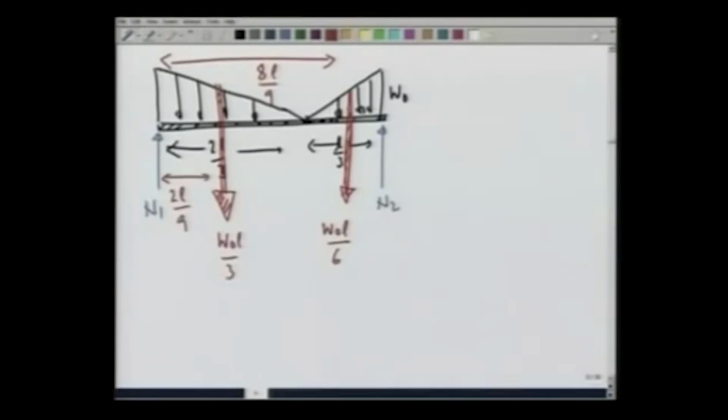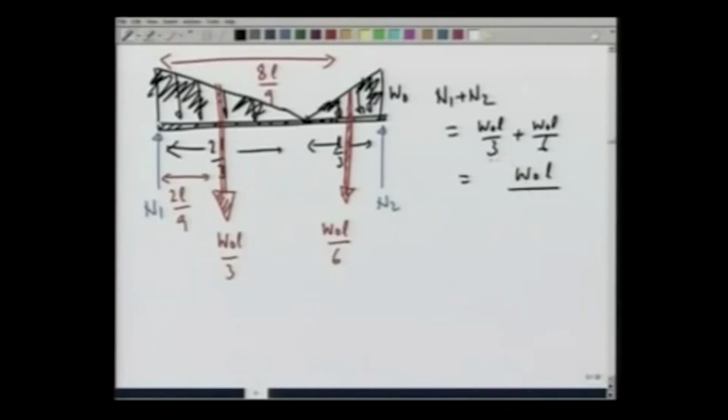So, I can forget about these triangles now and instead focus on these forces and do my calculations as we have been doing in the first few lectures of this course. A beam is loaded with these two forces, and these are two reactions. Simple: N1 plus N2 being equal to W naught L by 3 plus W naught L by 6, which comes out to be W naught L by 2, and then we balance the moments about this point.